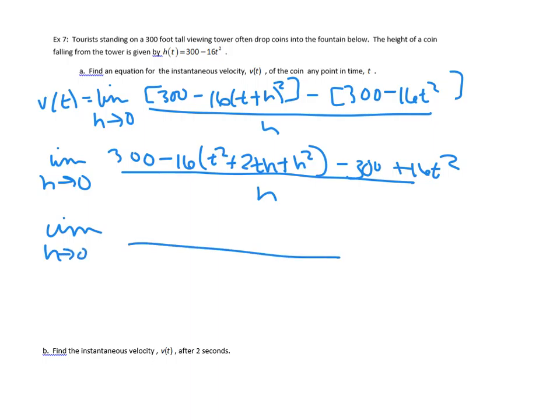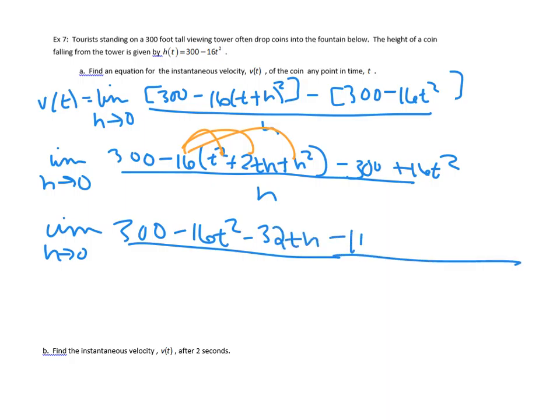So now you need to distribute the minus 16 to each of these. 300 minus 16t squared minus 32th minus 16h squared minus 300 plus 16t squared over h.